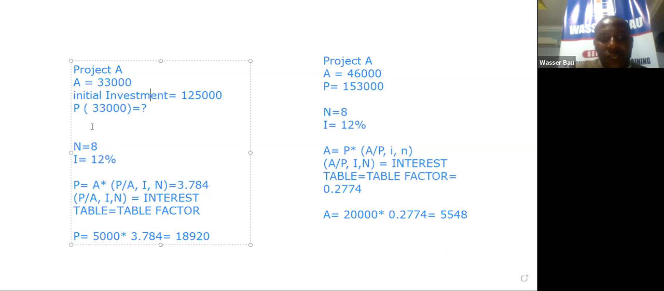So what's the present worth of this? That means we're looking for P, we're given A. So let's go to the interest table. It's sinking in. Everybody, open your interest table if you're in this class. Go to your interest table. 12% under 8 years. What do you get? You can put it in the chat box also. Please just participate.